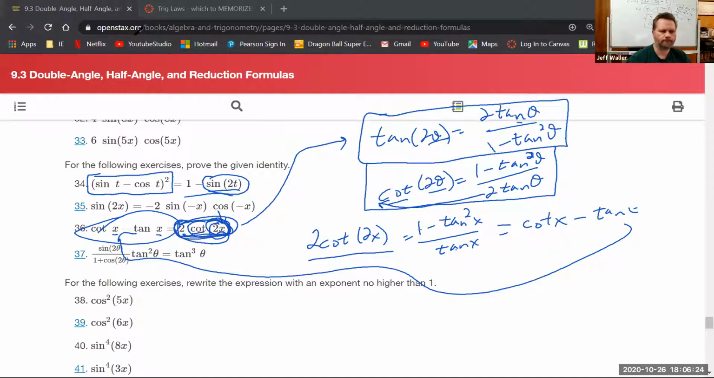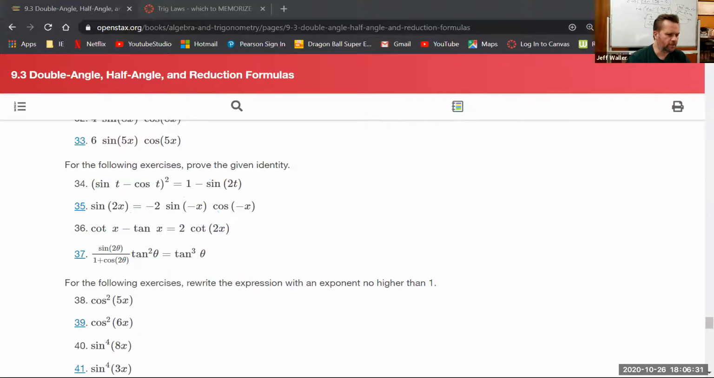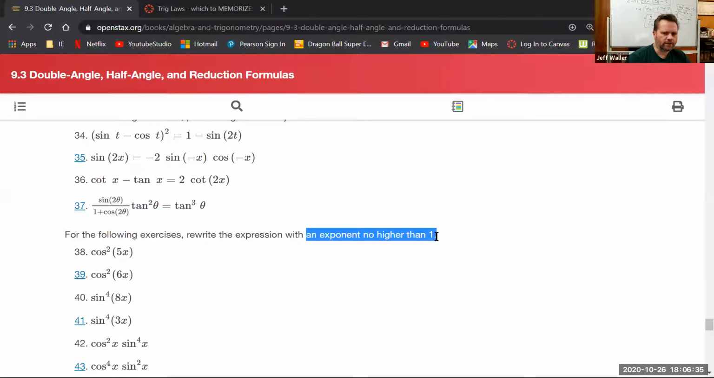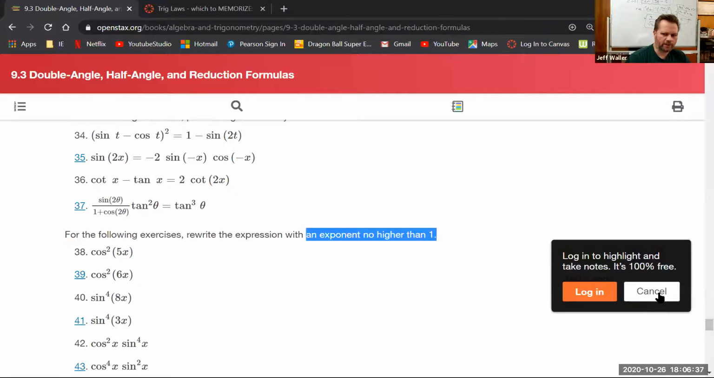Okay. How do you do problem 38? Yeah, let's look at that. Beautiful. I was going to look at that next. Let me clear all this. See how it says the exponent no higher than 1. That sounds like the reduction formula stuff, right?